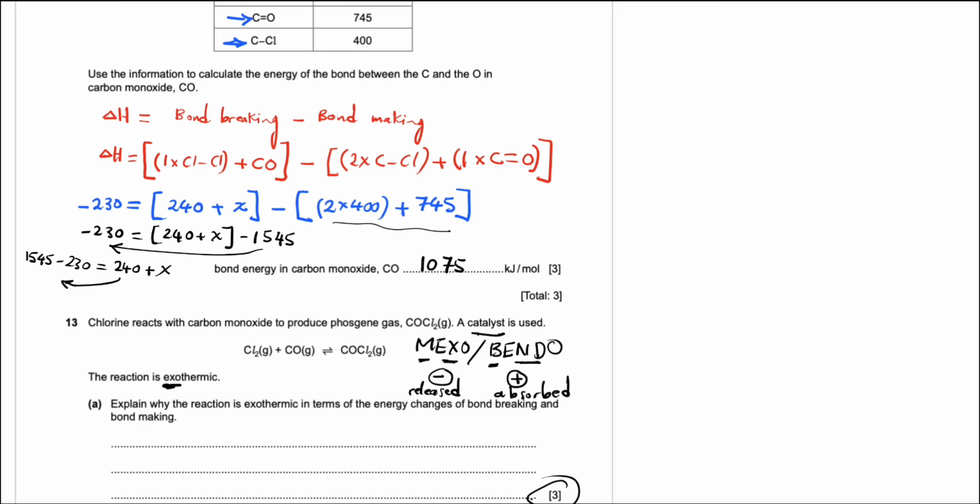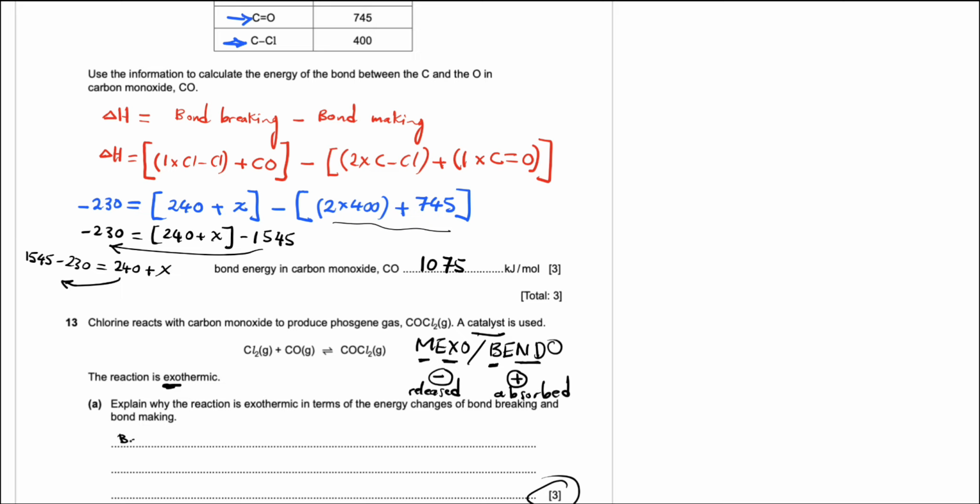This question is 3 marks. It means it's not just enough for you to mention whether mexo part or bendo part is greater, but you have also to tell him more points. So I'm just going to start from scratch. The first point, you need to tell him about mexo and bendo themselves.